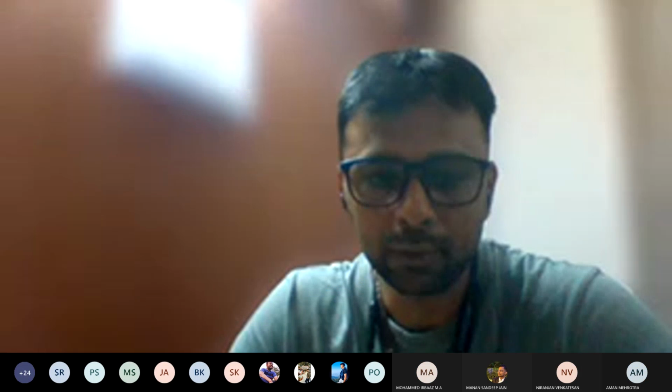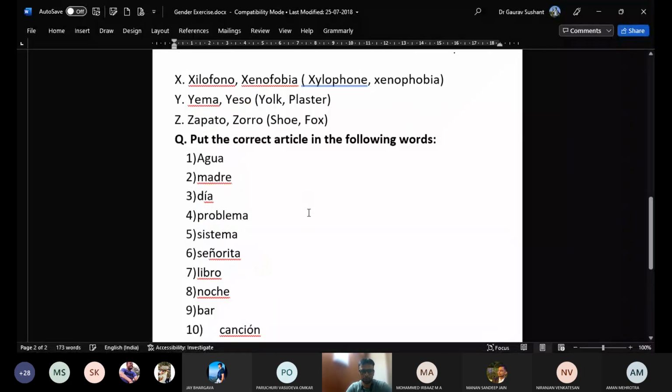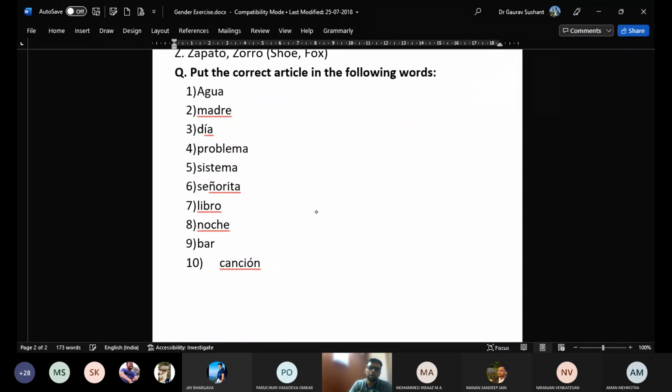If you can see, the first part was completely done. The second part, just 10 nouns are there. So can you all do it quickly? 5 minutes, I think that is what you will take to do this. You just have to use the correct article, like what you did in the previous exercise. So tell me what article you will use with these.